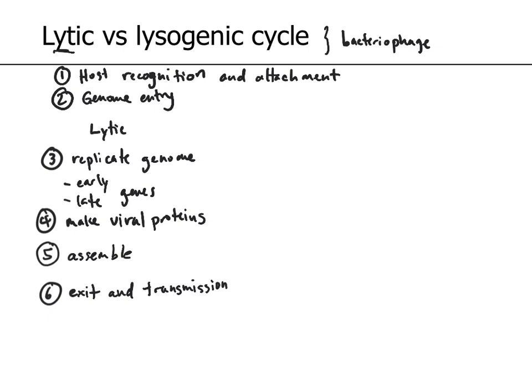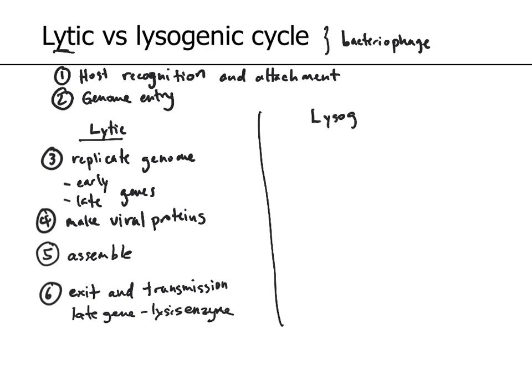So for exit, the late genes is a lysis enzyme, right? So this is your typical virus life cycle, all the different steps that essentially every virus needs to go through. And this is what it would do for the lytic cycle. So now if we think about the lysogenic cycle, a nice way to think about this is an alternative pathway and extra steps.